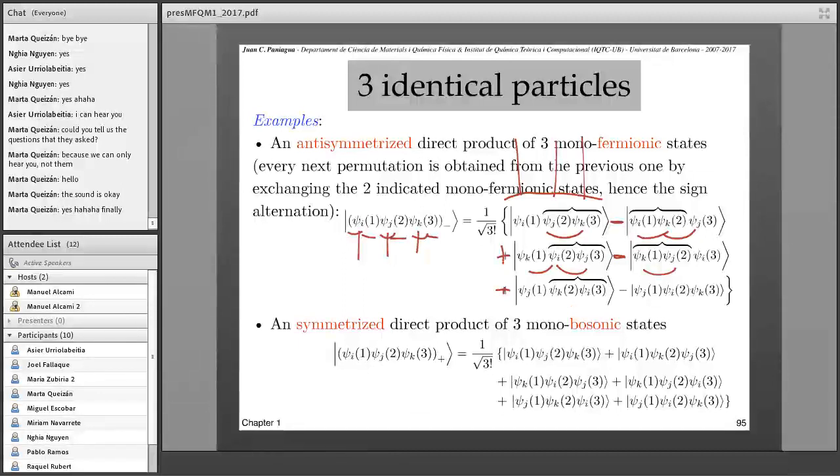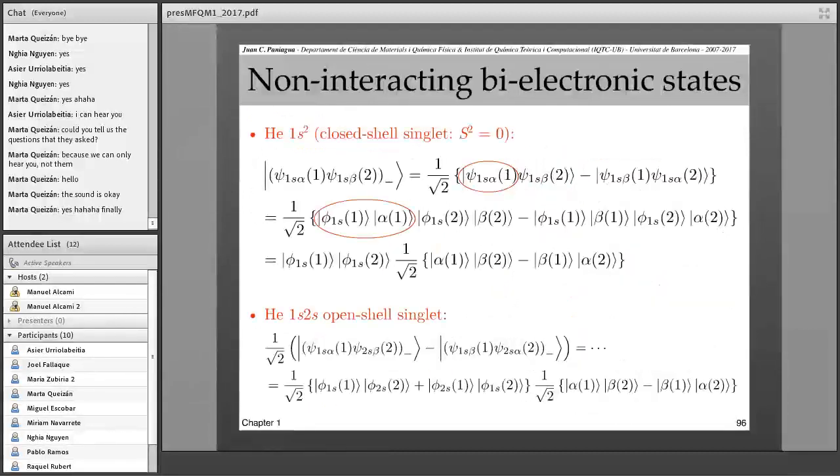And of course, if the system were made of three bosons, all the signs would be plus, and we have not to bother about the number of transpositions. This will be the state for three bosons.